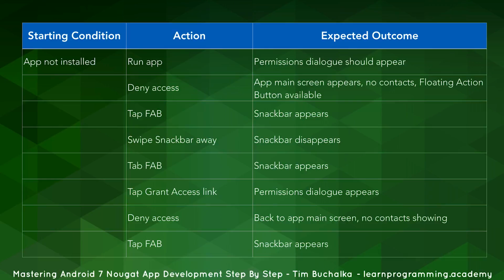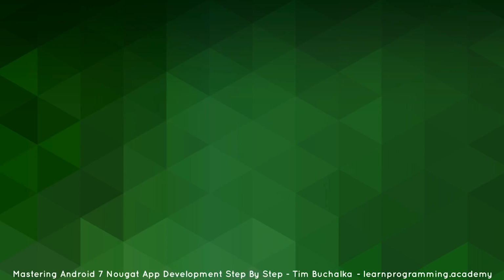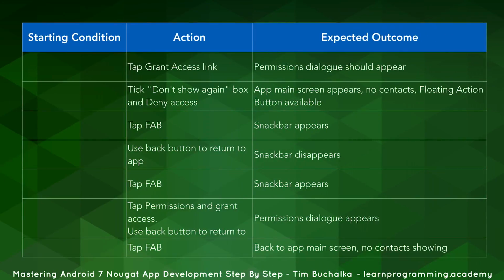So here's an example of a test script. So we've got the starting condition, if the app's not installed, the action, as well as the expected outcome. So I'm not going to actually read them all out, but you can just pause the video if you like, and you can sort of see the various states there. This is really what you should be doing as a tester and creating a test script for your application, so that anytime you make a change, you can confirm that it's still working the way you think it should be working.